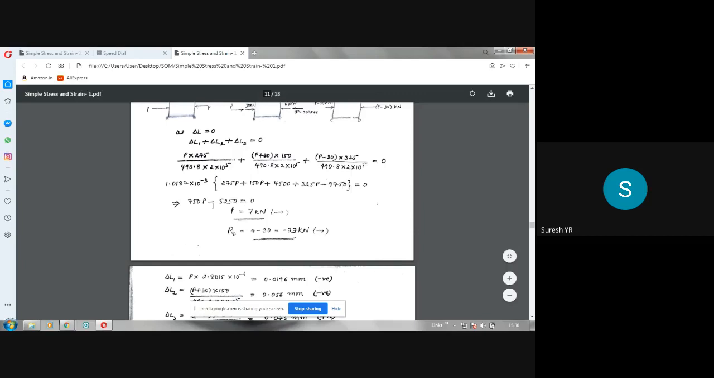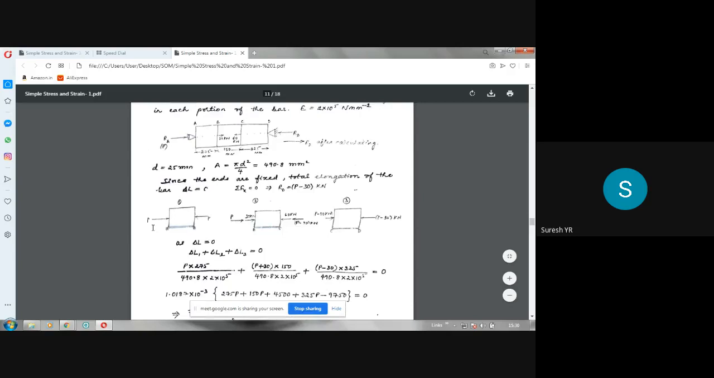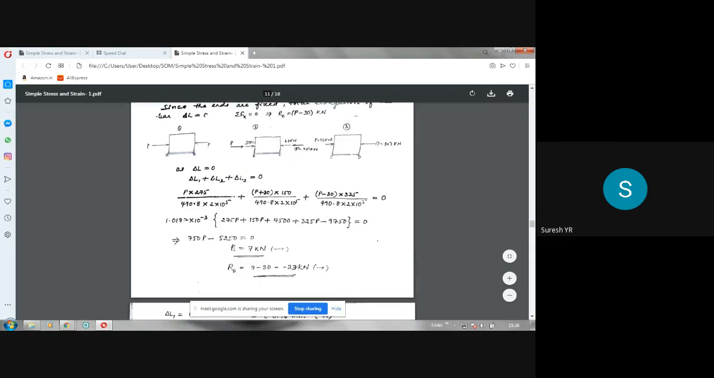So, you are getting P value positive. See here, if you solve this equation, you will get P as 7 kilonewton. Since P is positive, whatever direction we have assumed in the beginning, so P I have taken in this direction, it is correct. If you get a negative value of P, this reaction will be in the opposite direction. That is the meaning. Here we have got a positive value of P, therefore the assumed direction of P is correct.